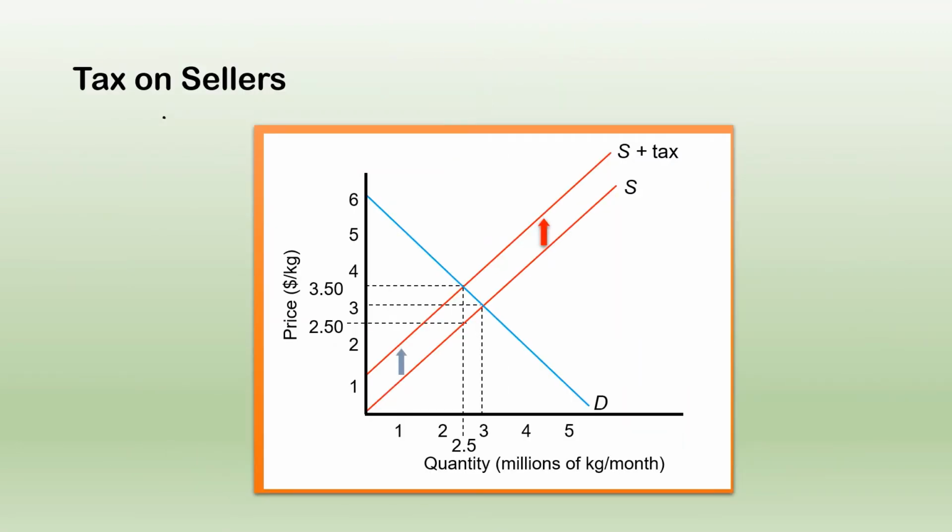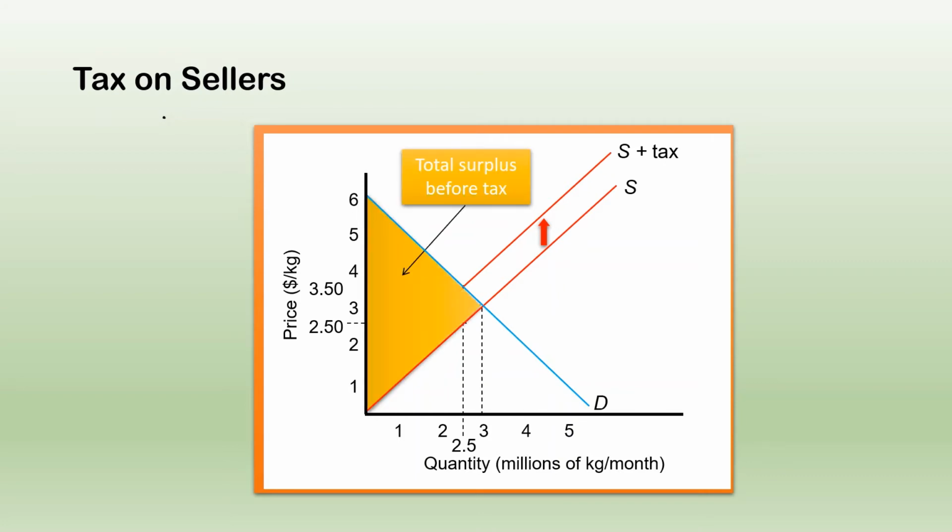So in this diagram I am just combining the before tax and after tax situation in this onion market. Okay, so before tax, you know that the total economic surplus is equal to the area of this big triangle which you have calculated. It is $9 million. And after tax, what happened? When the supply curve shifts upward by the amount of tax, the total economic surplus is going to be lower, and it is equal to the area of this small triangle compared to the previous big triangle.